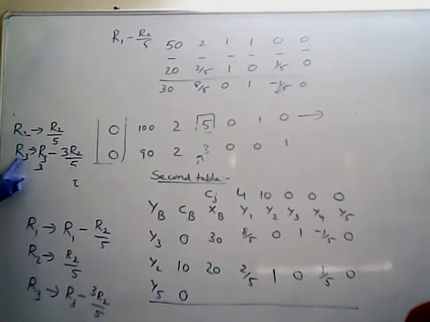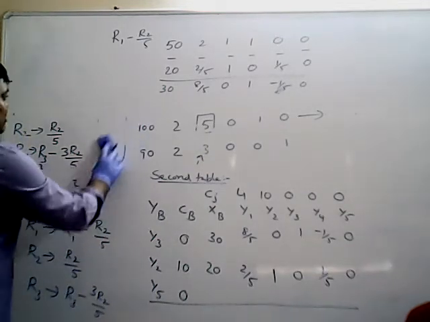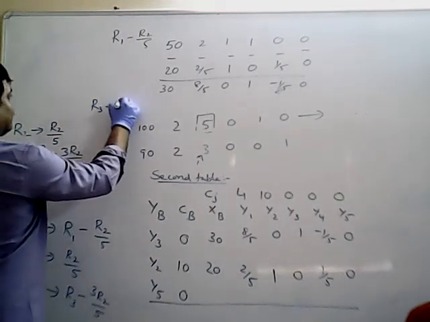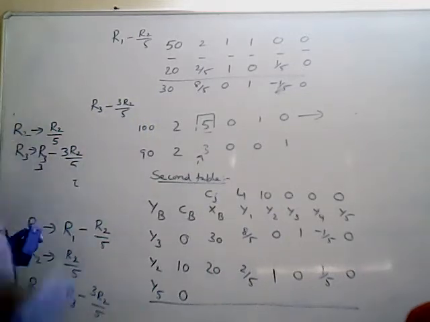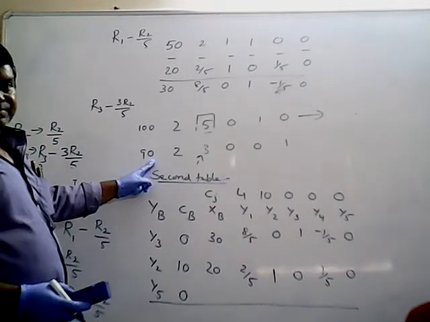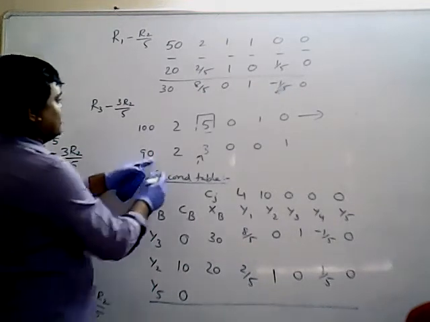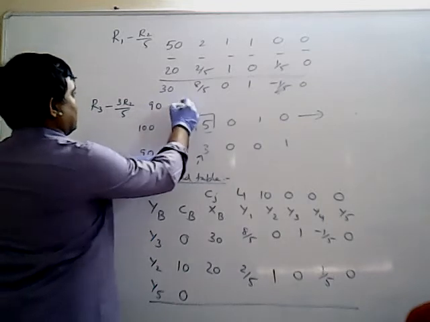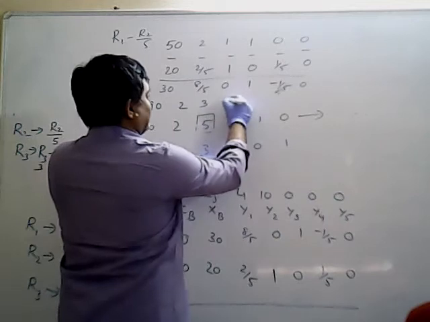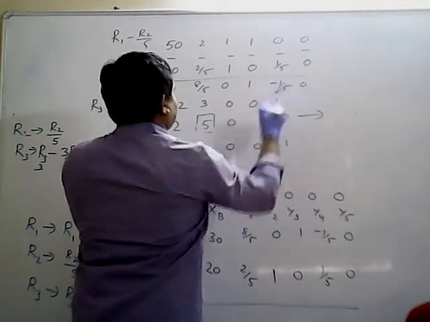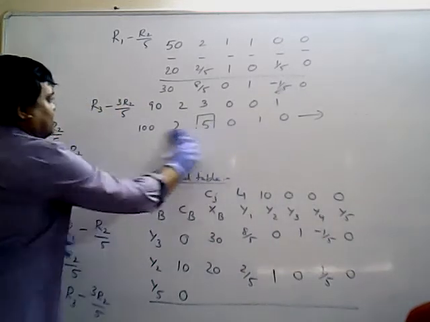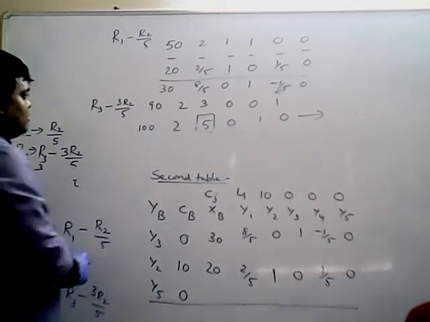Now the third one. Third one you have to calculate. So I will write the third one here only. So what is the third one? Just I am writing the operation R3 minus 3R2 by 5. R3 means these are the R3 values. Copying these values: 90, 2, 3, 0, 0, 1. I have already copied those values. Okay.